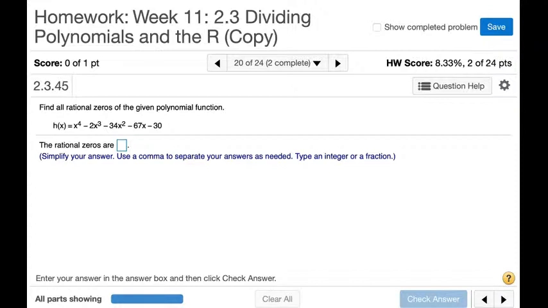3, 13. Close. Okay, just on faith, I'm going to try -3 because I feel like it needs to be negative. Negative, come on, 3. Okay. 1, -2, -34, -67, -30. 1, -3, -5, 15, 14 plus 5 is 19, so -19.